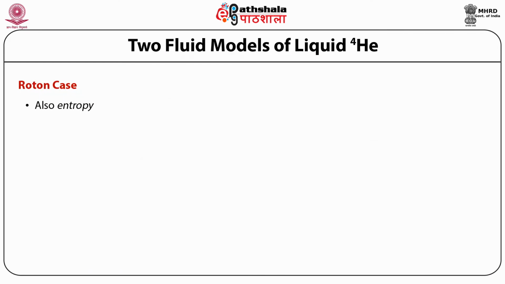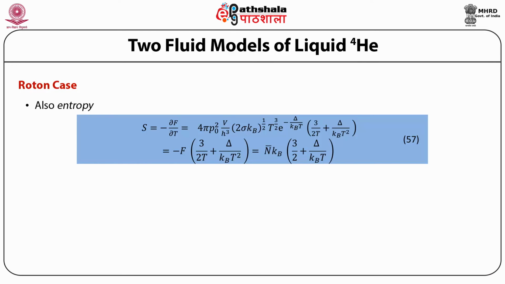Also, entropy S = -∂F/∂T, where F is the Helmholtz free energy, which is equal to (4π p0² V / h³)(2σ kB)^(1/2) T^(3/2) e^(-Δ/kBT) multiplied by (3/2T + Δ/kBT²), which is equal to -F times (3/2T + Δ/kBT²), which is equal to n̄ kB multiplied by (3/2 + Δ/kBT).